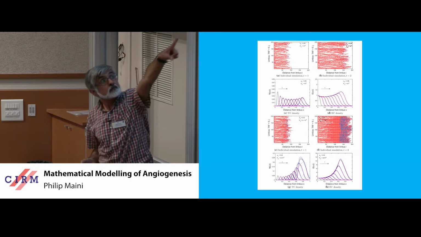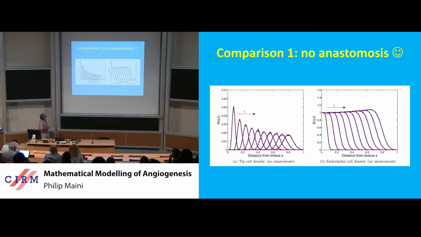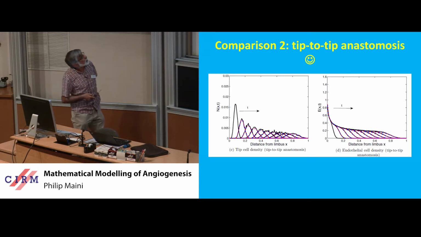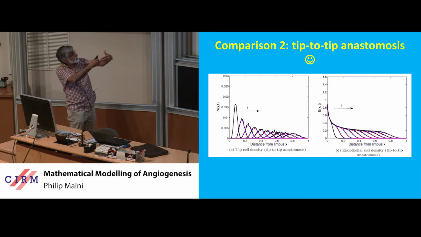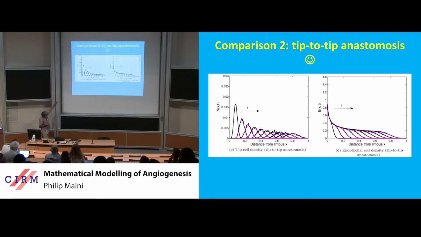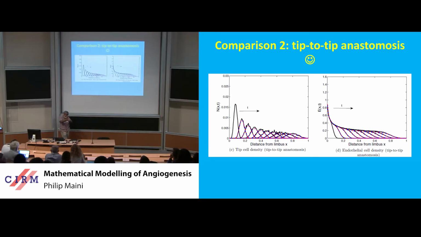Next one, roughly speaking, the same as well. Okay? So then we started looking at these models. We asked the question, what happens if there's no anastomosis? Total agreement. What happens if we have tip-to-tip anastomosis? Total agreement. I mean, there's a little bit of change between, you can see now a little bit of difference between the models, but by and large they're the same. Okay, so there's two things here. One thing is two very different PDEs giving you the same answer.